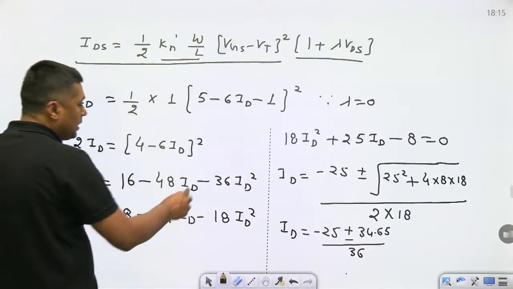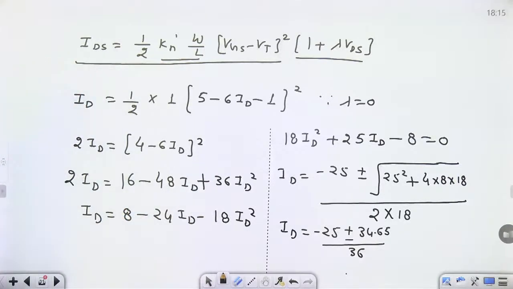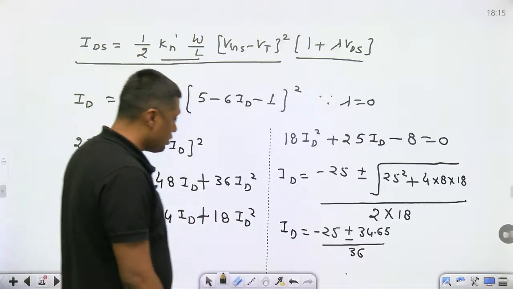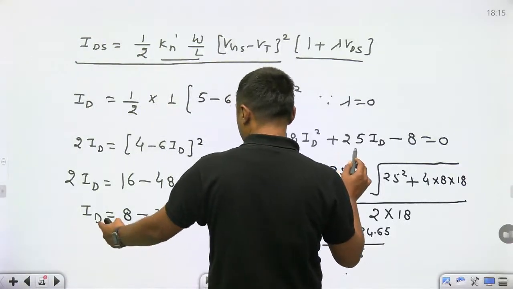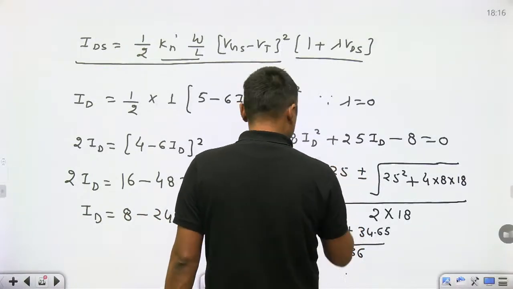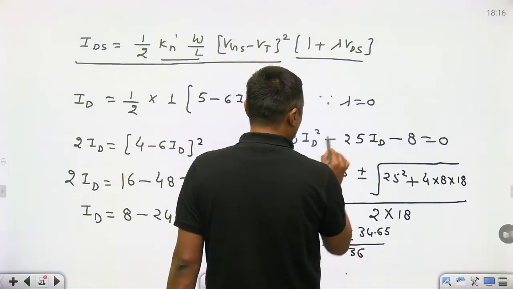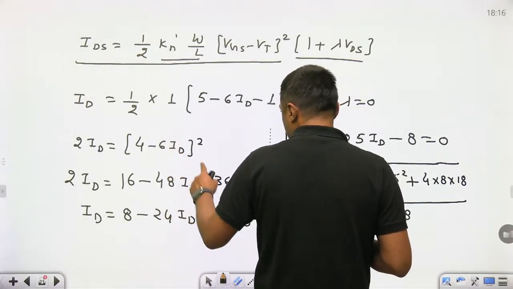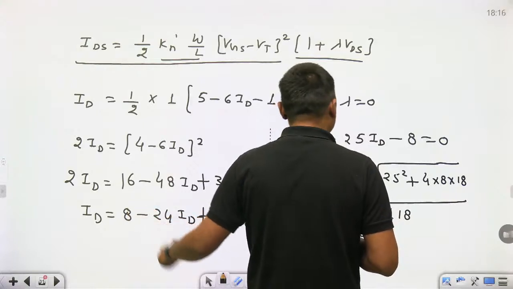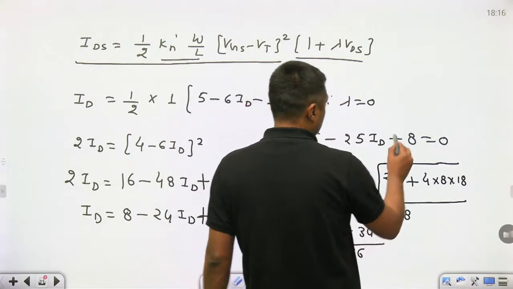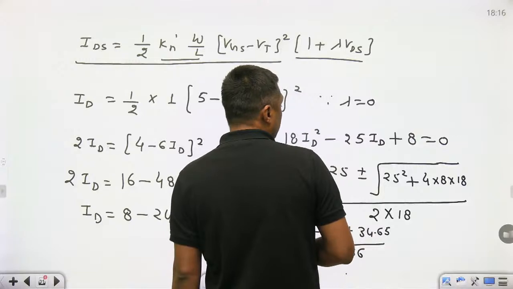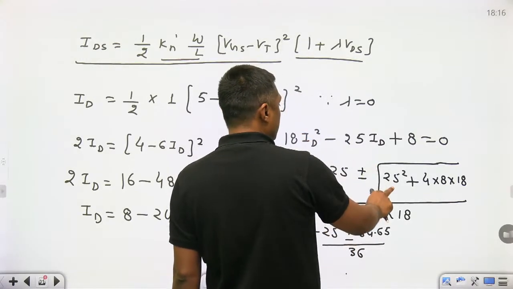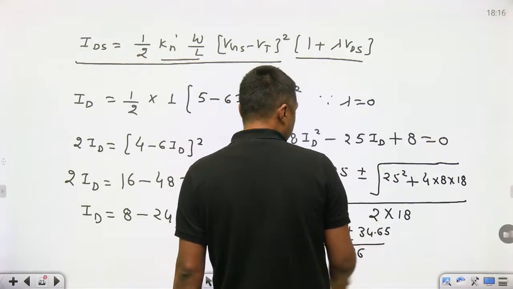Then this is 2 ID, this will become 16 minus, okay, that is wrong. No, it is plus, guys. This is the calculation mistake. This is plus here. Now if it is plus, then there is a change in the quadratic equation, which is 18 ID square. Then it will become minus 25 here. This is called a calculation mistake. Minus 25 here, because that is plus. Square is plus here. This will become minus 25 and that will become plus 8. Now minus b plus minus root of b square minus 4ac.